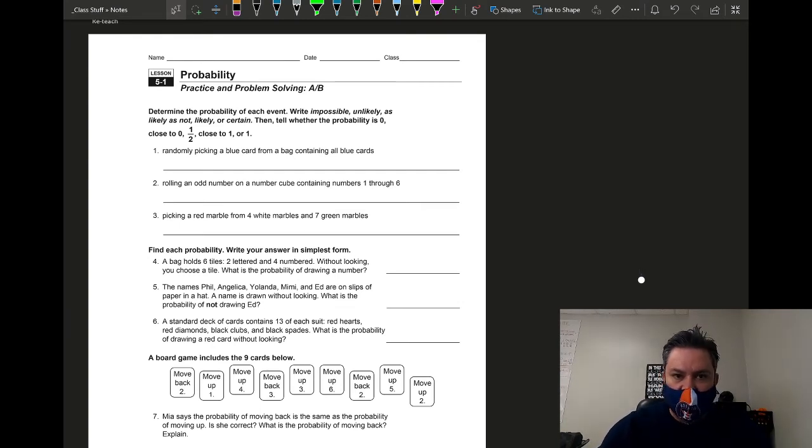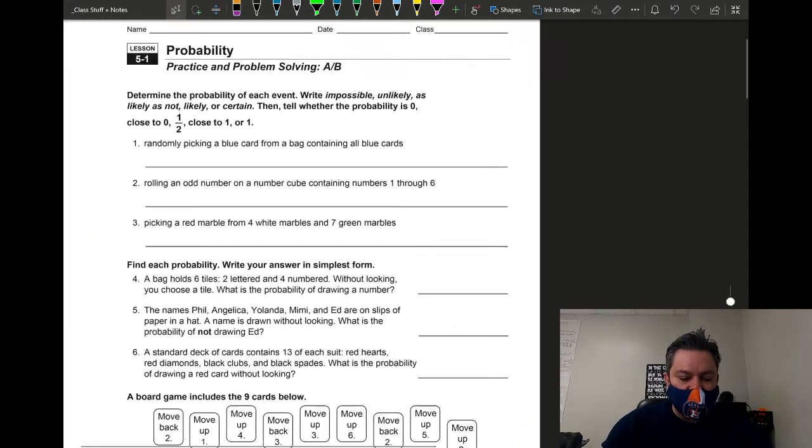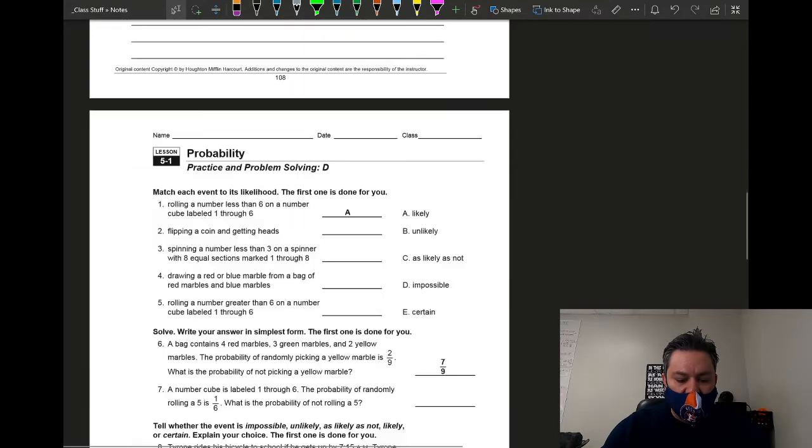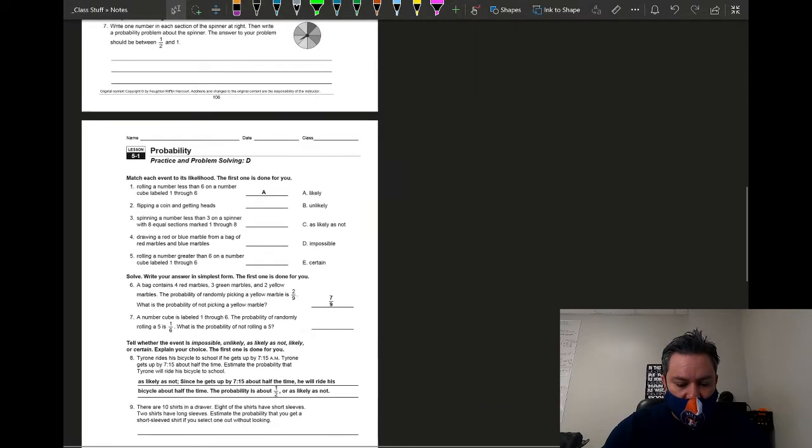Today we're going to work a few examples of the assignment that you're actually going to be working on, and this is going to be just probability. You're going to be doing the A and B side and side D.